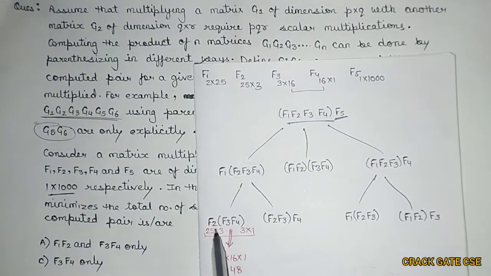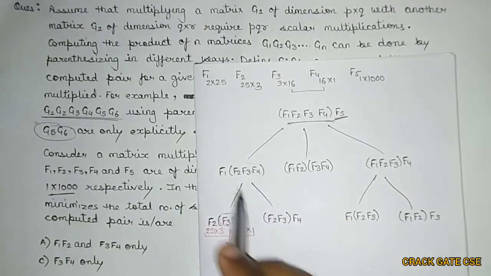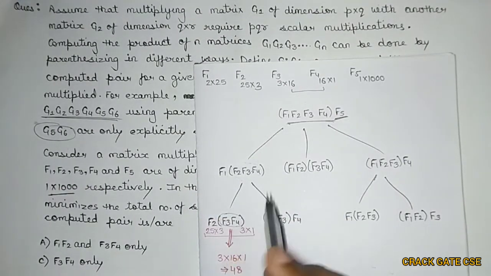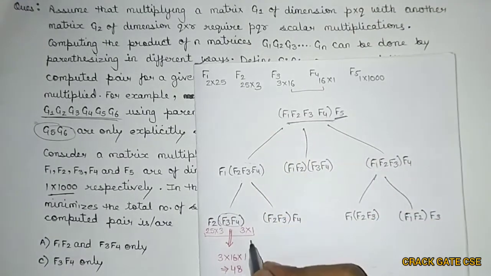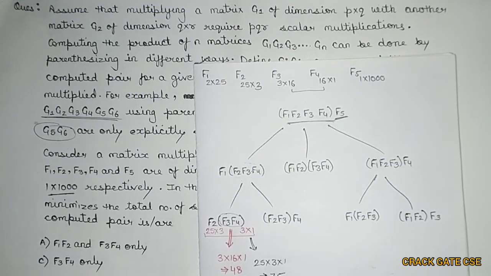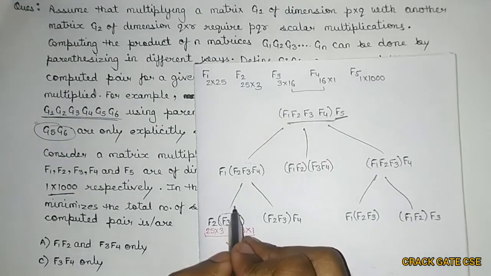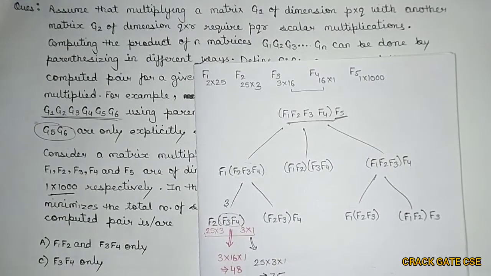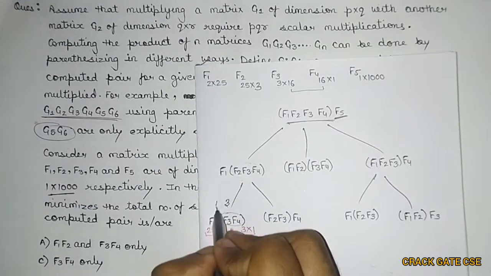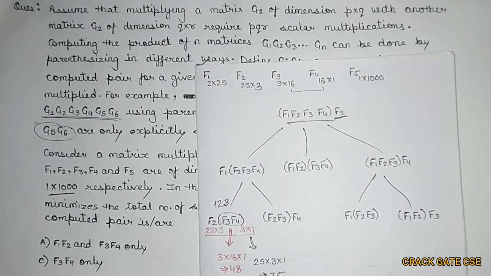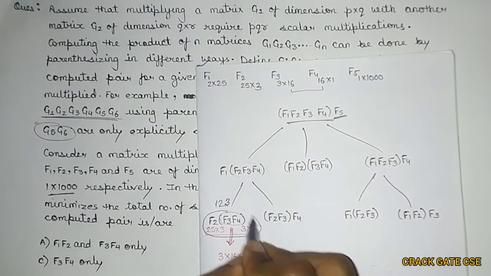Now I have to find out for F2 along with this matrix. So F2 is 25 by 3, 25 into 3, and F3 F4 is having 3 into 1. So what it will be? It will be 25 into 3 into 1. So this will be 75, right? So if I add this, it will be 123, right? So 123 for this whole.